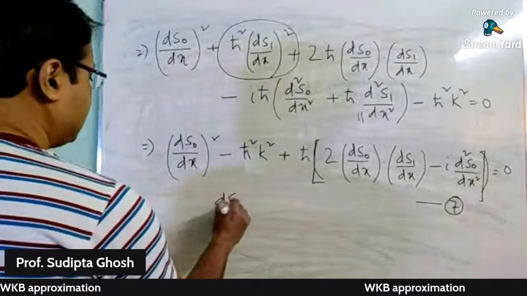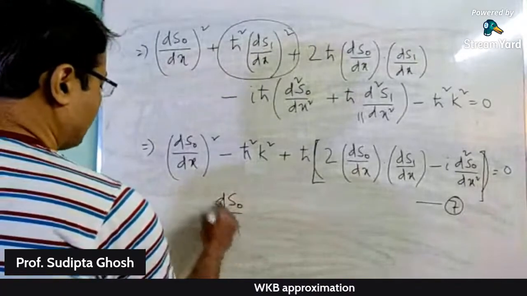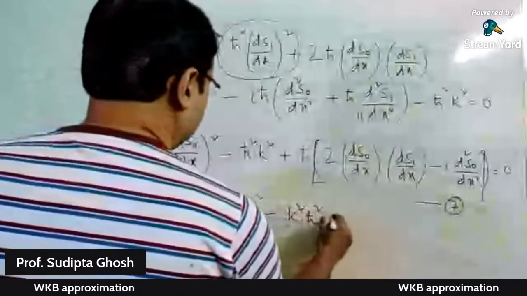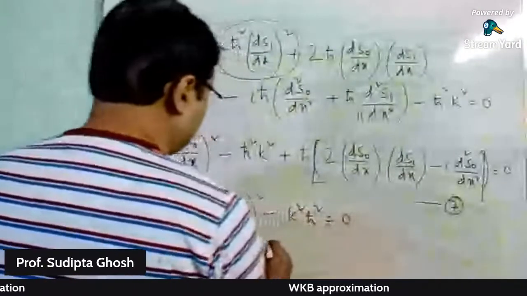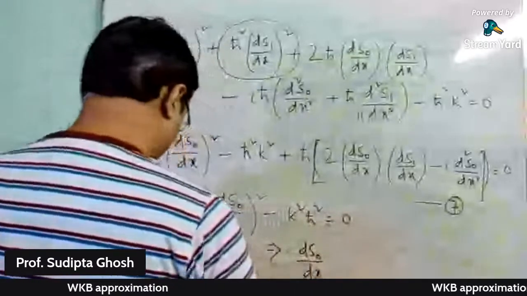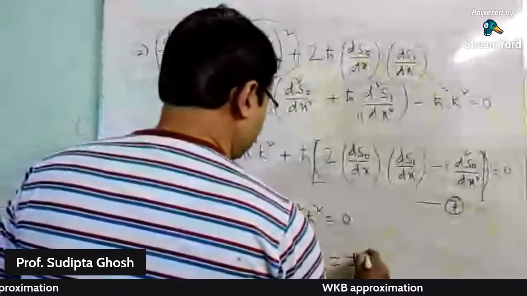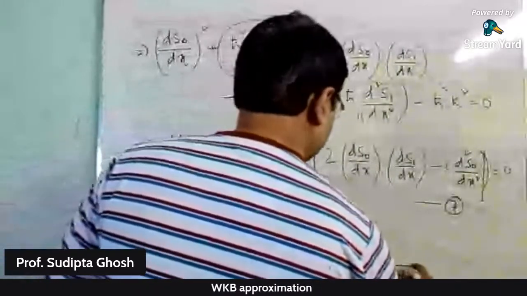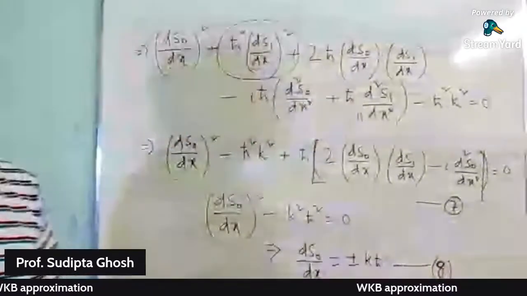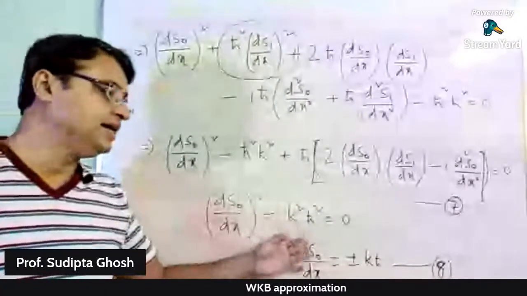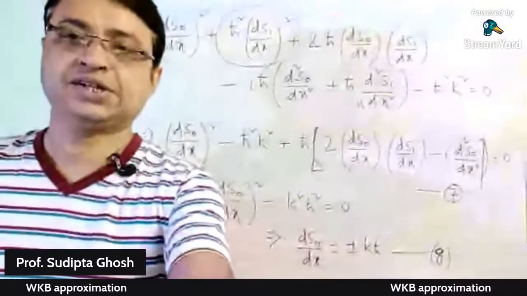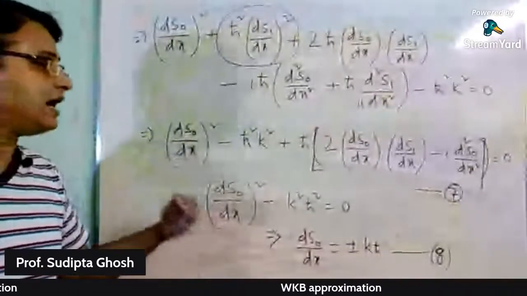One is (ds0/dx) whole square minus k²ħ² equals 0, or you can get ds0/dx equals plus minus kħ, and this is our equation 8. So this is our equation 8, in which I get ds0/dx equals plus minus kħ. Okay. Now the other equation.